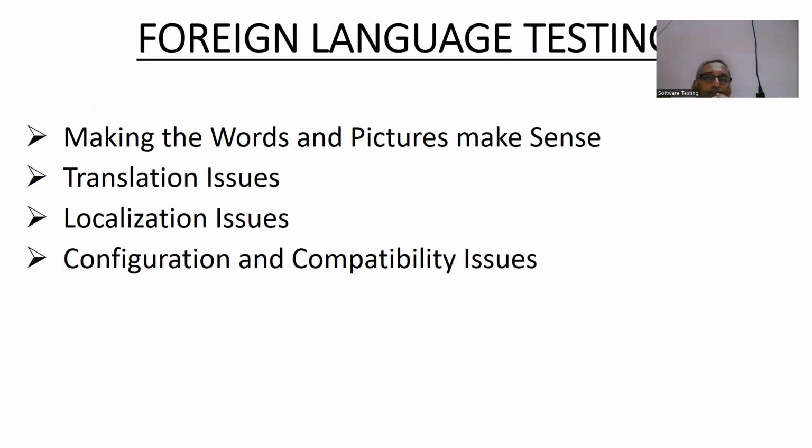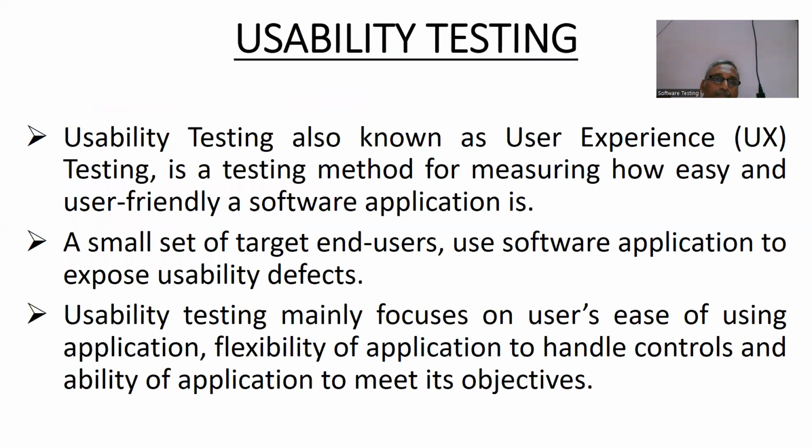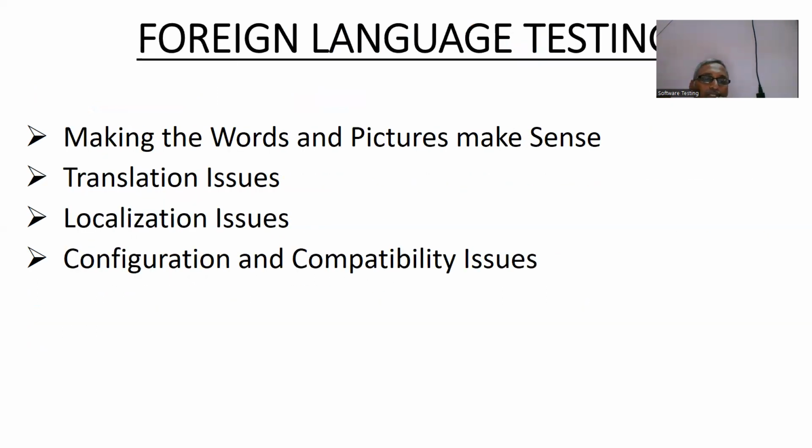Next thing, foreign language testing. Making the words and the pictures make sense. Translation issues, localization issues, confusion and compatibility issues. First one, making the words and pictures make sense. Translation issues, the translation aspects like text expansion, ASCII, DBCS, and Unicode, hotkeys and shortcuts, extended characters, computation on characters, reading left to right and right to left, text on graphics, keeping the text out of the code.